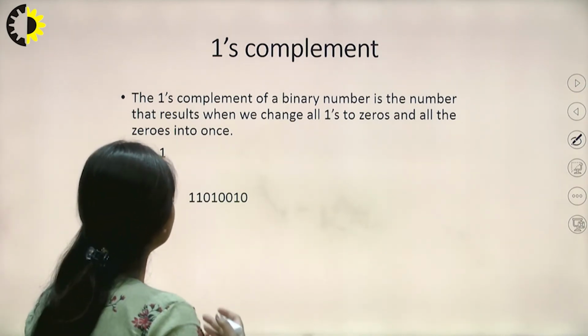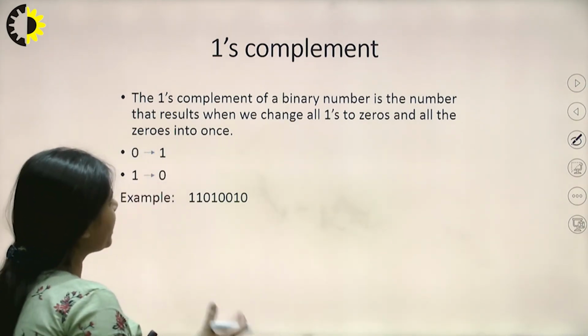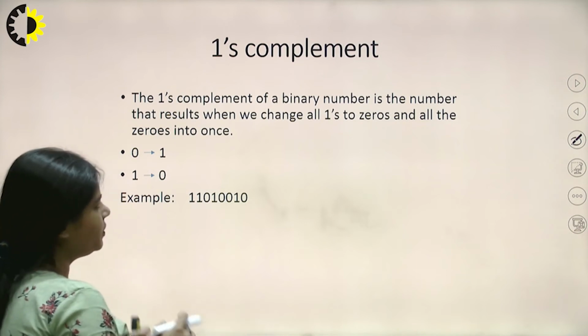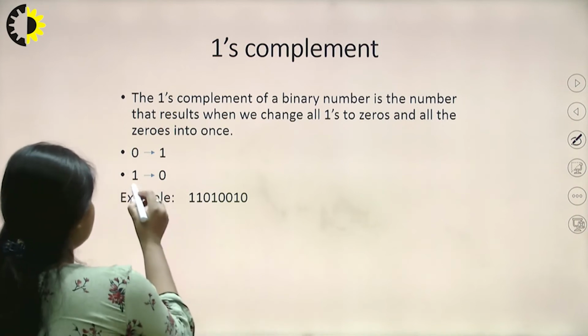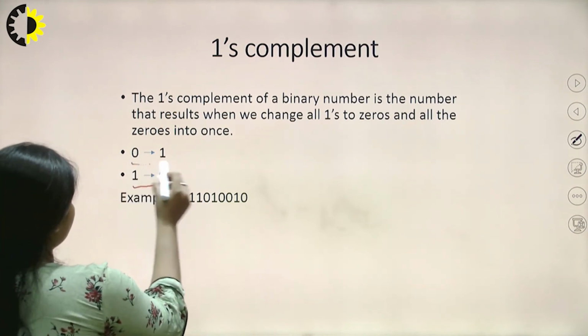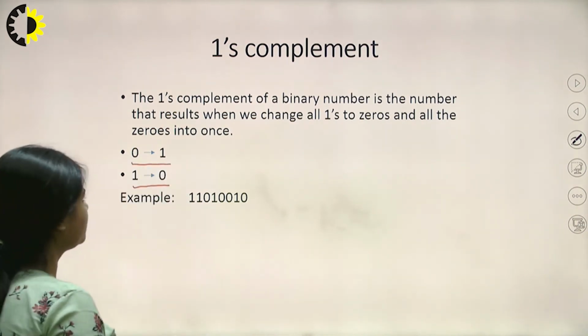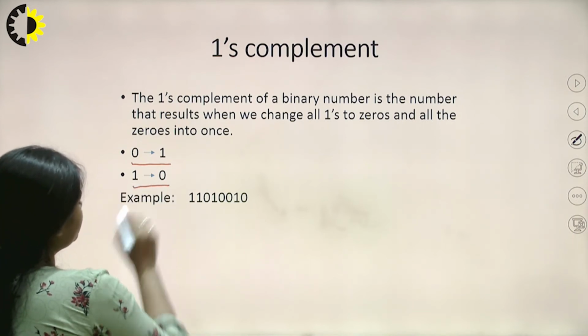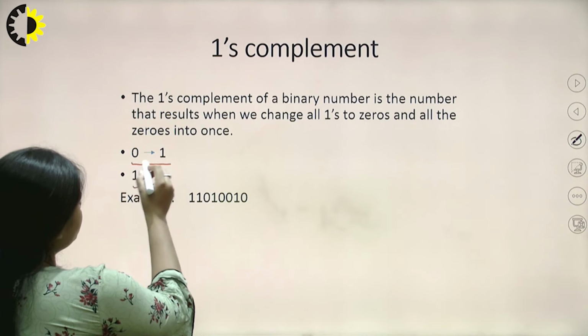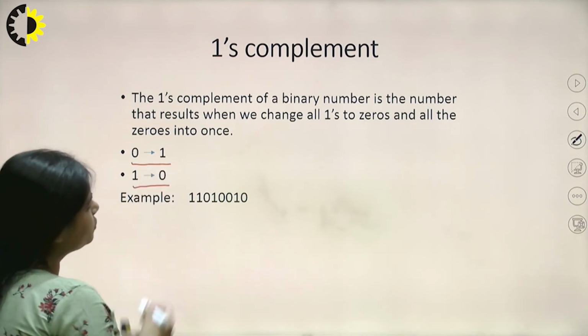So how do we find the ones complement for any given digit? Basically, we have only one rule: all the 1s go to 0 and all the 0s are converted into 1. Again, all the 1 is converted into 0 and all the 0 is converted into 1. So let's do it with this example.